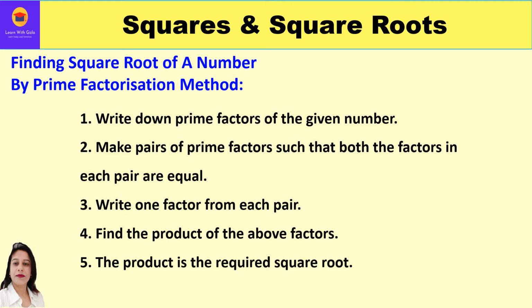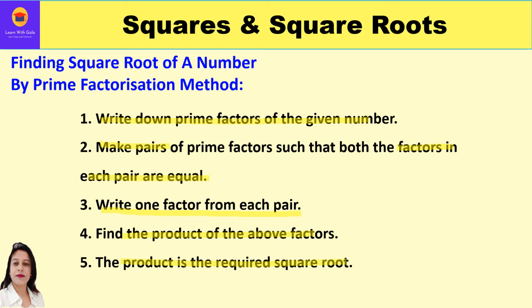Let me first of all revise the prime factorization method, which is used for finding the square root of a number. First of all, we write down the prime factors of the given number. Then we make pairs, in such a way that the factors in each pair are equal. Then we write down one factor from each pair, and then we find the product of these factors, and that product is the required square root.